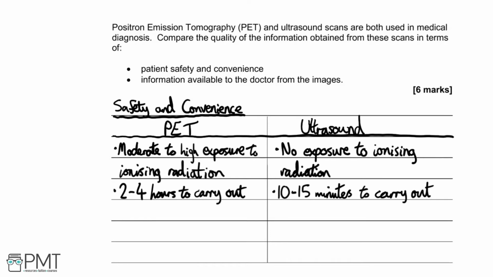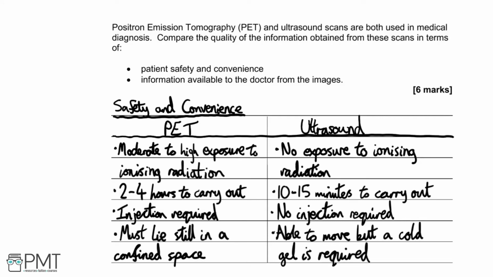Another thing that you can say is that you need an injection for a PET scan to get the radio-labeled glucose into the bloodstream. Now, in terms of where this scan takes place, for a PET scan, you're in quite a confined space. It's not very good if you're claustrophobic, but also you need to keep still. So it's not too good for children, for example, especially if it's for 2 to 4 hours. Whereas for ultrasound, you're allowed to move around. You do require kind of a cold gel that's put on you to match the impedances, but actually that's much preferable to lying in a confined space for 2 to 4 hours. So that's all there is to say about safety and convenience.